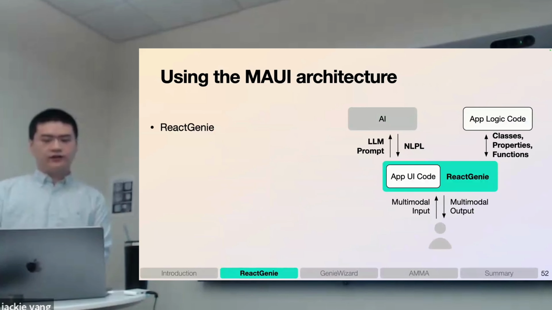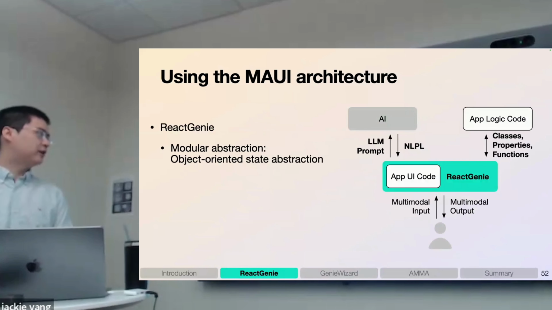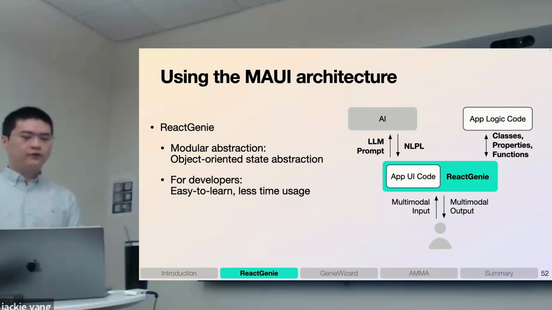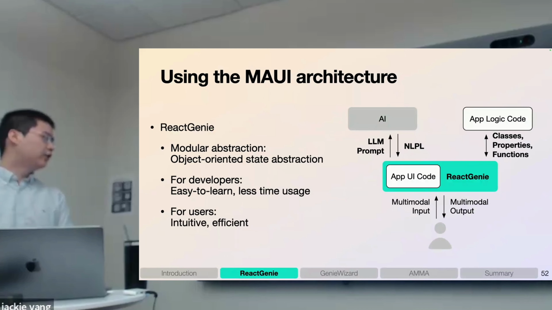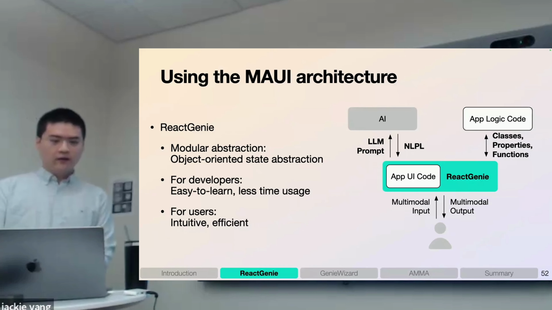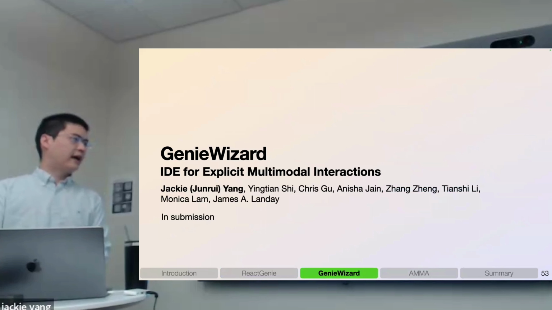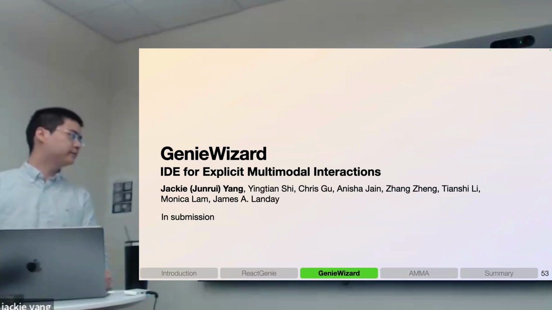So using the MAUI architecture, React Genie has this modular abstraction, what we call object-oriented state abstraction, and we demonstrated that for developers it is easy to learn and takes less time. For users, it is intuitive and efficient. But we didn't just stop there. We have the framework, and we try to build an IDE to help developers better develop in React Genie.